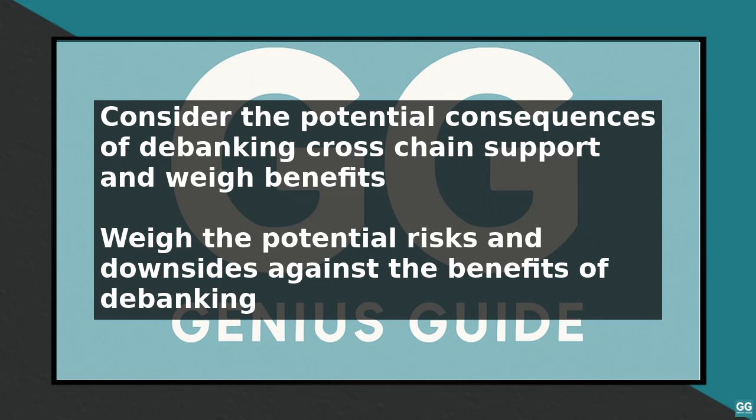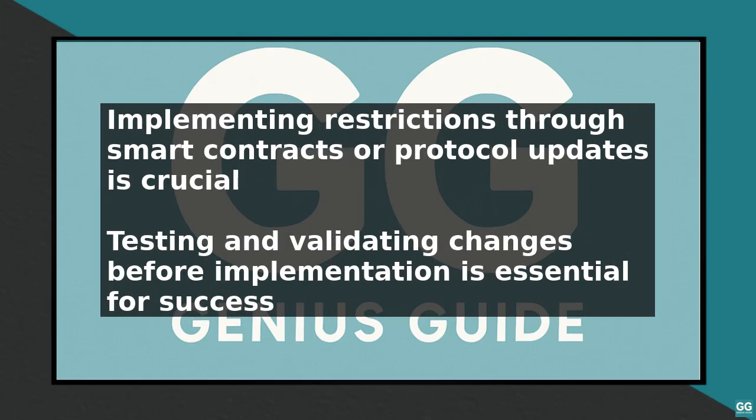Best practices for debanking cross-chain support include testing and validating any changes before implementing them on a large scale. Collaborate with other developers and stakeholders to ensure a smooth transition. In practical terms, debanking cross-chain support can be achieved through various methods such as implementing restrictions on smart contracts or updating protocol parameters. For example, you can use a smart contract to restrict access to a specific blockchain or cryptocurrency.